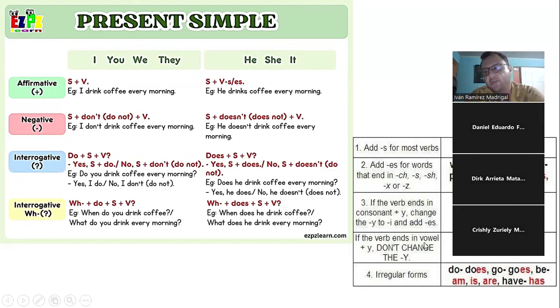Then, of course, we have irregulars, right? Do changes to does, go changes to goes, and be is going to have a special conjugation, and then have always changes to has, right?